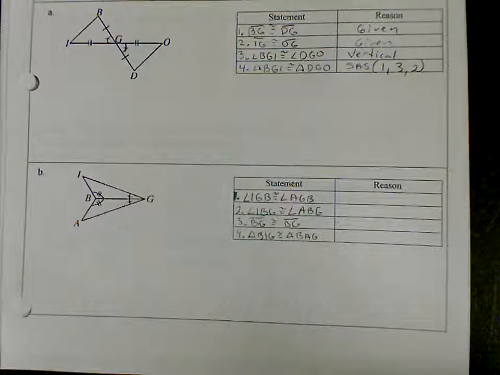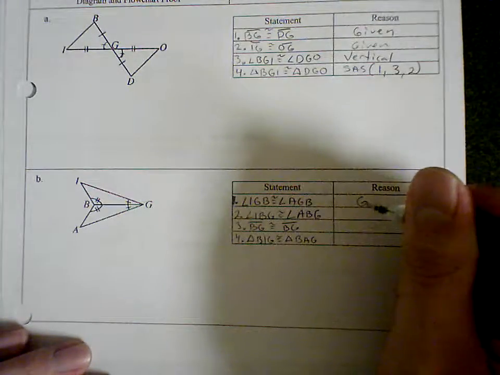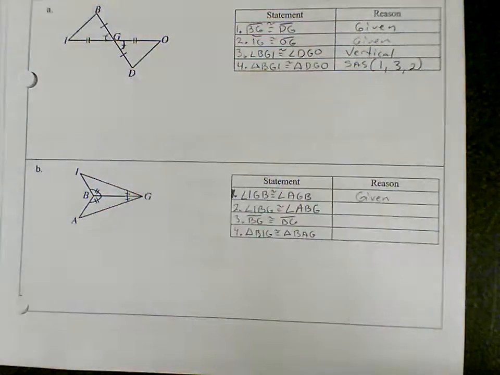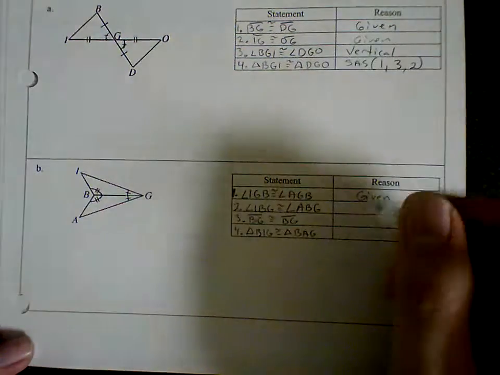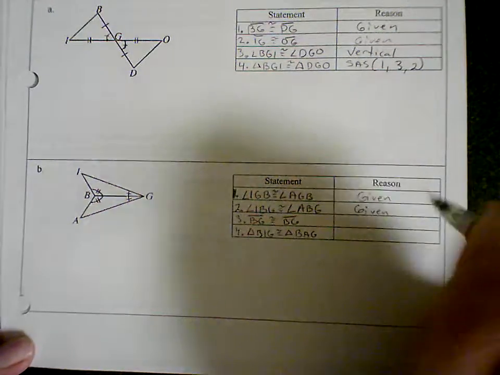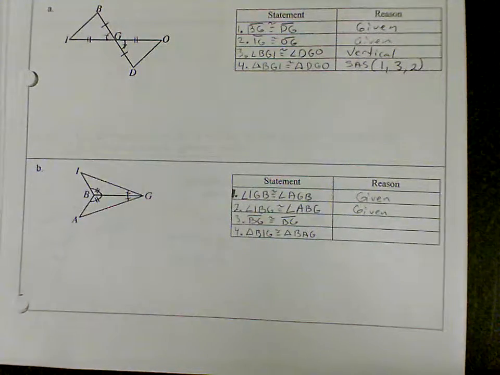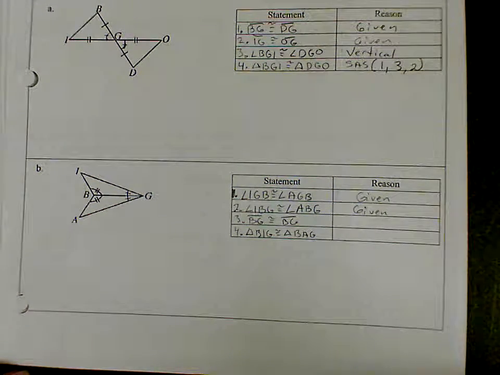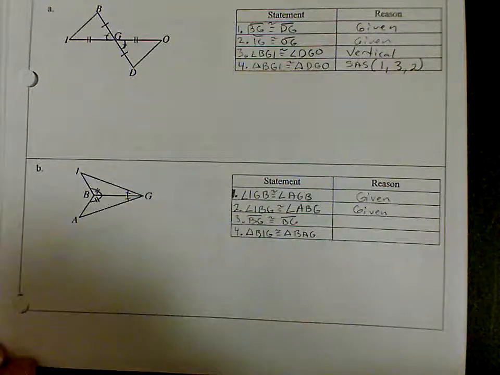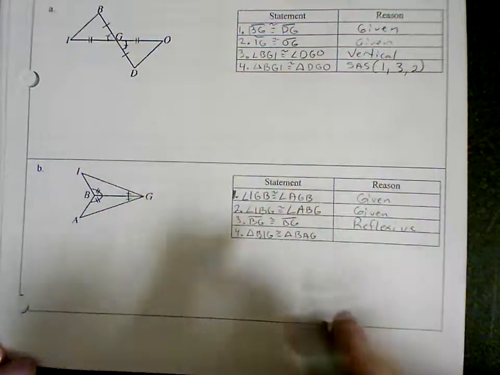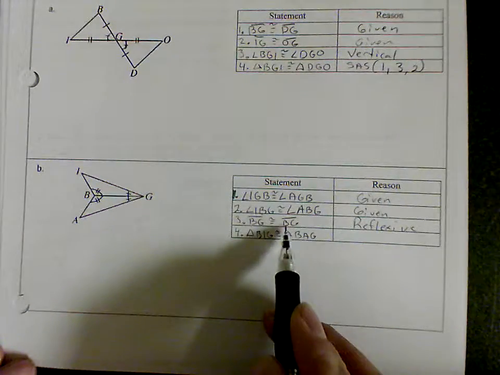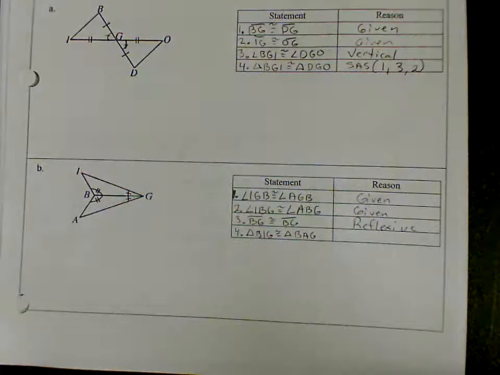So what is my reason for number 1? That's going to be given. We've got the tick marks, and tick marks always mean given. What is my reason for number 2? Once again, this is going to be given. We've got 2 tick marks and 2 tick marks, so those 2 are congruent. What is my reason for number 3? Reflexive. Remember, anytime that these 2 letters are the exact same as those 2 letters, it's always going to be reflexive.